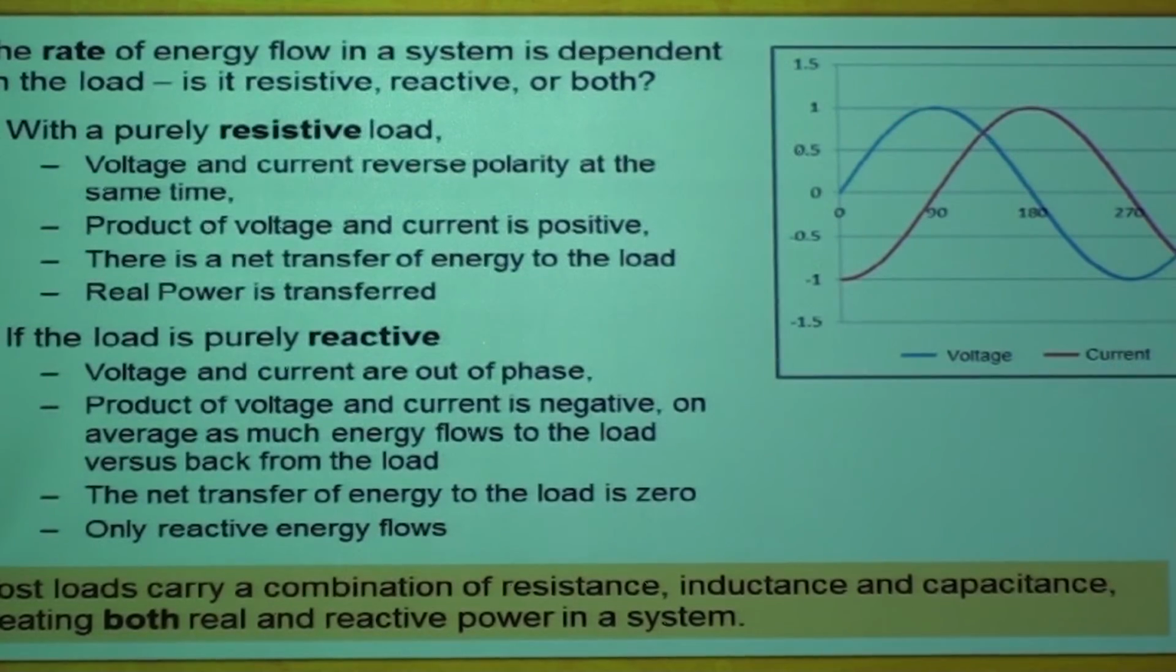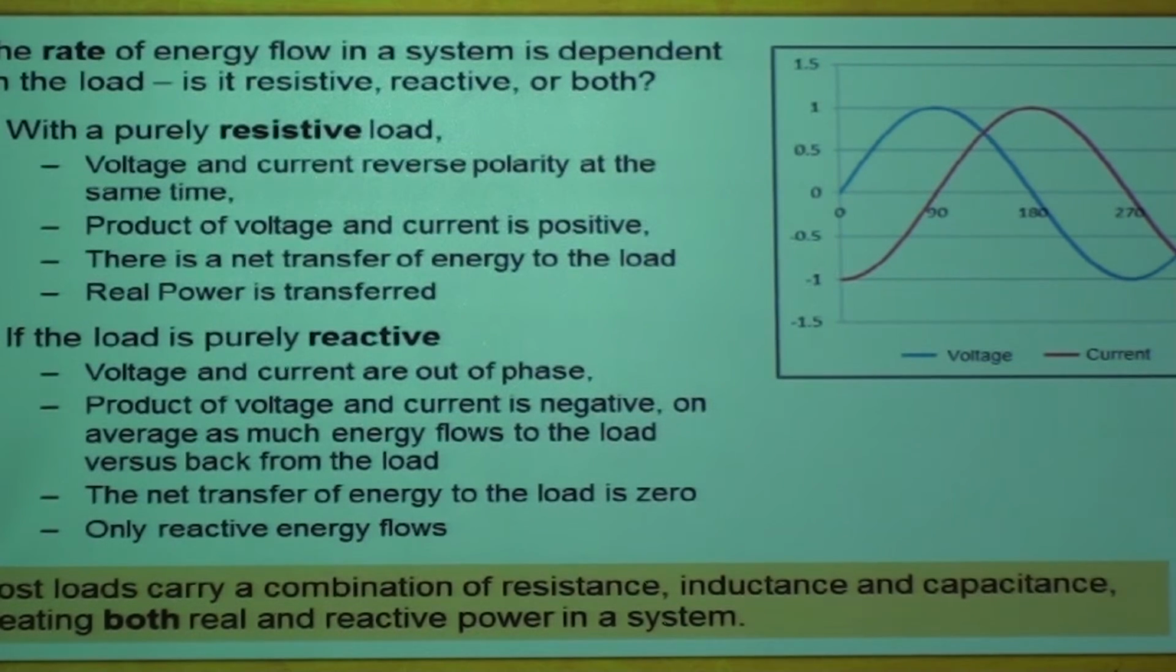All right? So how does it work? If you look at the rate of energy flow, this rate of energy flow in a system is purely dependent on the load. Is the load resistive? Is the load reactive? If you have a purely resistive load, you get such a waveform where the voltage and current reverse polarity at exactly the same time, right? They are in phase. The product of voltage and current is positive, and you always have a net transfer of energy to the load. Pure transfer, 100% power factor of 1, unity power factor, and you have real power.